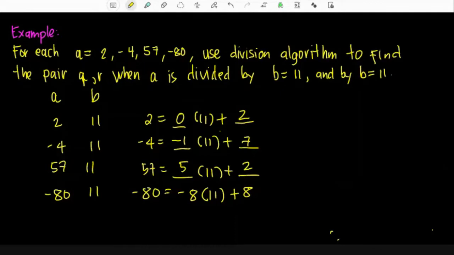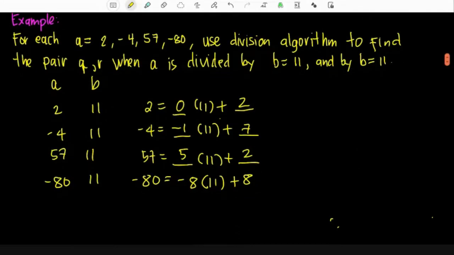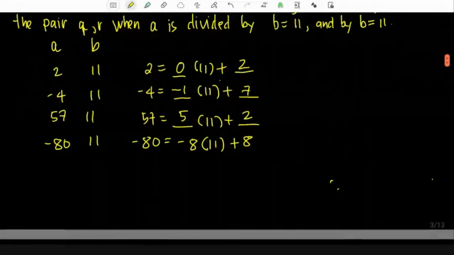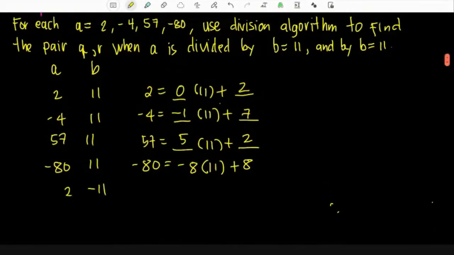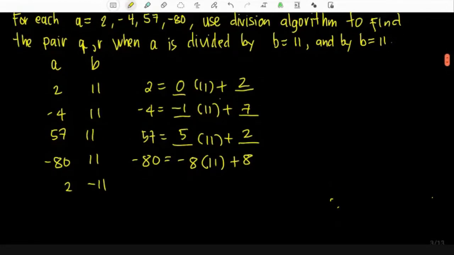So, now what if we make the divisor negative? So, ano mangyayari pag ginawa natin negative yung divisor? So, let's say we have 2 and negative 11. So, what we want is for R now to be between, hindi na between 0 to B, kasi negative yung B eh. So, absolute value ng negative 11, which is still 11.